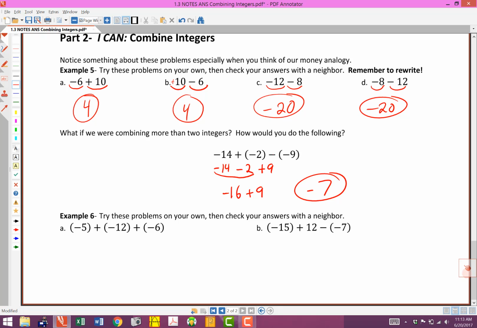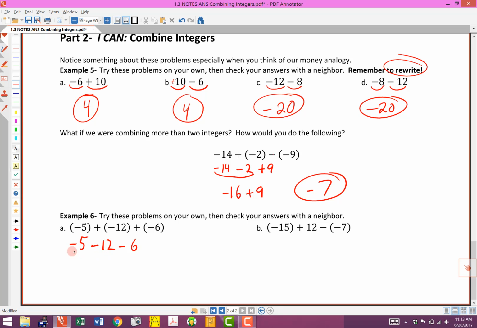So again, key here, make sure you're rewriting if necessary, if there's more than one symbol in front of each one. You'll notice that we've got parentheses on these and all sorts of stuff, but let's just run through and rewrite this. So here's what we've got. That's a plain old negative 5. Positive times a negative is a negative, so we've got a negative 12. Positive times a negative is a negative, so we end up with 6.